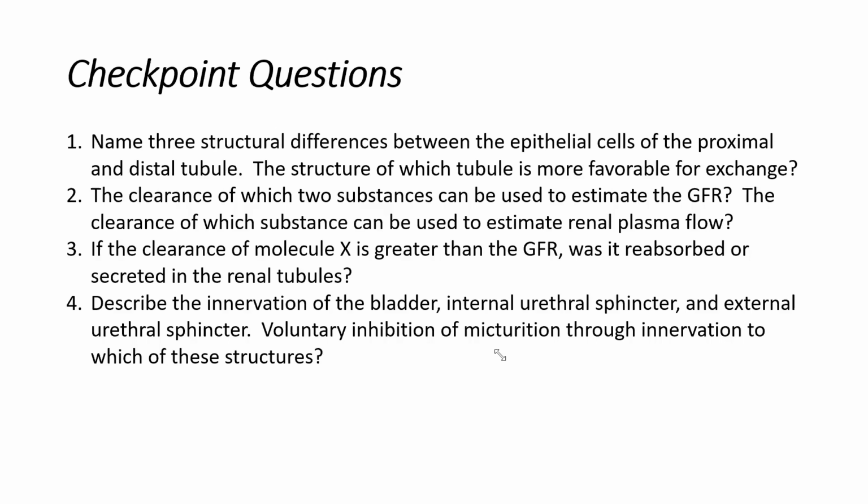And then the second part of the question, voluntary inhibition of micturition, in other words, guarding. So that guarding reflex through innervation to which of these structures? So voluntary inhibition of micturition happens through innervation to which of these structures?